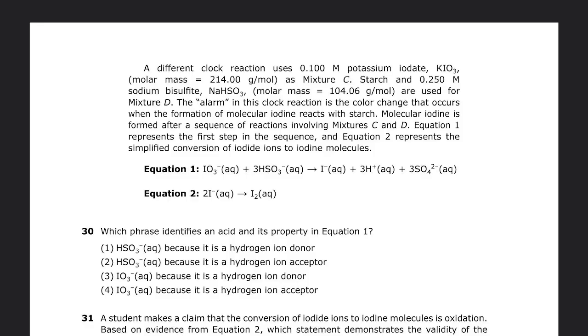Equation 1 represents the first step in the sequence. Equation 2 represents the simplified conversion of iodide ions to iodine molecules. And question 30 says, which phrase identifies an acid and its property in equation 1? Okay, so if we look at the answer choices, we're talking about hydrogen ion donors and hydrogen ion acceptors. It doesn't hurt to know that if you are an H plus donor, that's going to make you an acid, and if you're an H plus acceptor, that's going to make you a base.